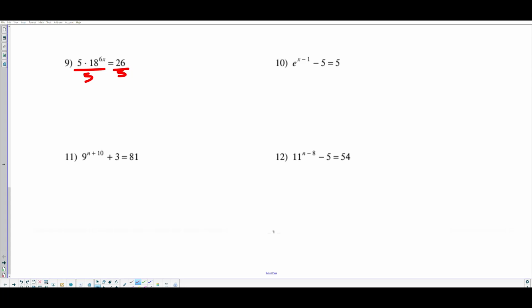You can use a decimal. 26 divided by 5, I'm not liking that. I'm going to just leave it as 26 over 5. You can leave it as 5.2 if you like. So I'm going to go ahead and do this. I'm writing right here.